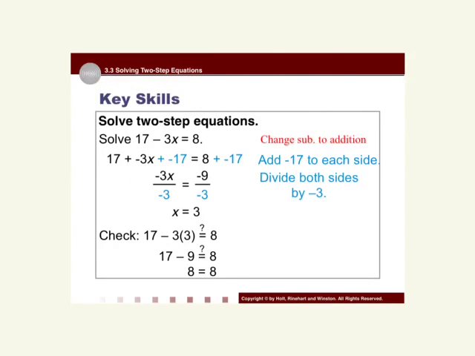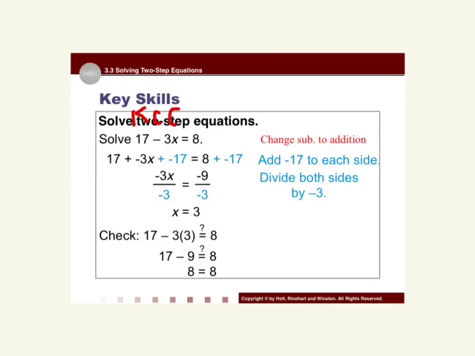You don't need to write this down in your notes, but we're going to go over it. What we do first is we change subtraction to addition. This is like our keep, change. So we get 17 plus a negative 3x equals 8. And then we add a negative 17 like it shows in the blue. Then we get negative 3x equals a negative 9. Then we divide by a negative 3, and x equals 3.